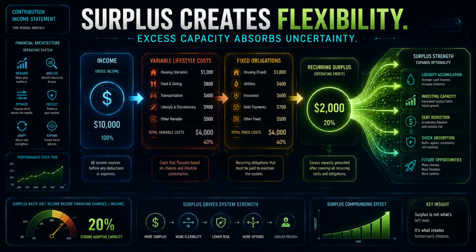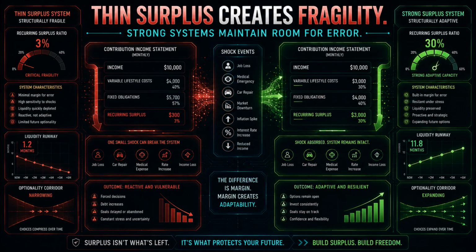That is divided by income, which again can be taken from the contribution income statement or the personal income statement. And this distinction matters enormously because the goal is not merely surviving month to month. The goal is creating margin for error. One of the biggest hidden risks in household finance is operating too close to zero. Because systems with minimal recurring surplus absorb shocks poorly, struggle to invest consistently, become dependent on stable conditions, and often lose optionality rapidly when uncertainty appears.